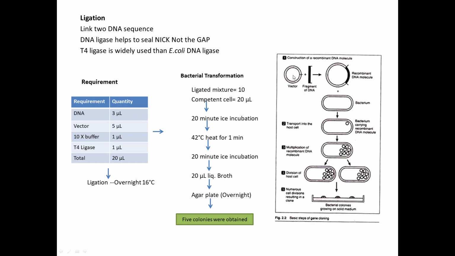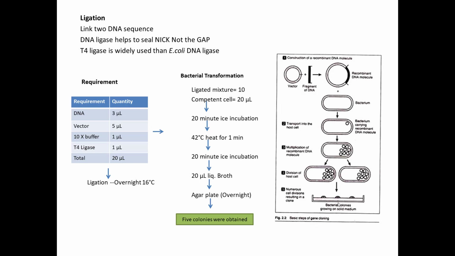And here you can see the basic principle of ligation: this is the vector, this is the gene of interest, and after the restriction enzyme and the ligation we can see here the recombinant DNA molecules. After the formation of the recombinant DNA molecules, we can put the DNA inside the bacteria, and here is the multiplication of the recombinant DNA molecule, and after that there is a division, and different colonies can be formed.